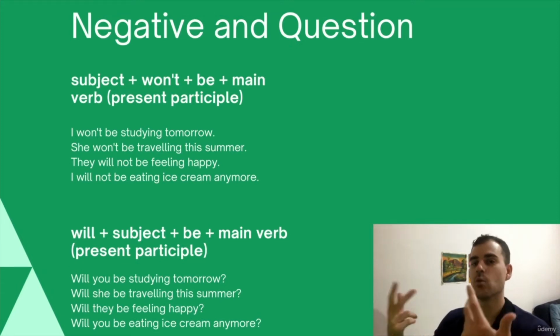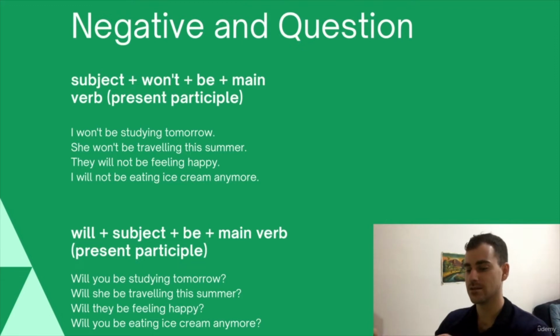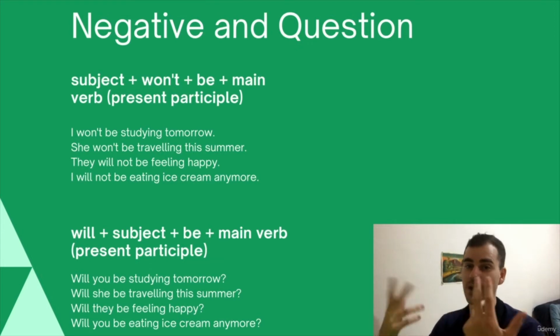If you don't want to say won't, you can also say will not. They will not be feeling happy. I will not be eating ice cream anymore. Won't and will not are the same thing.